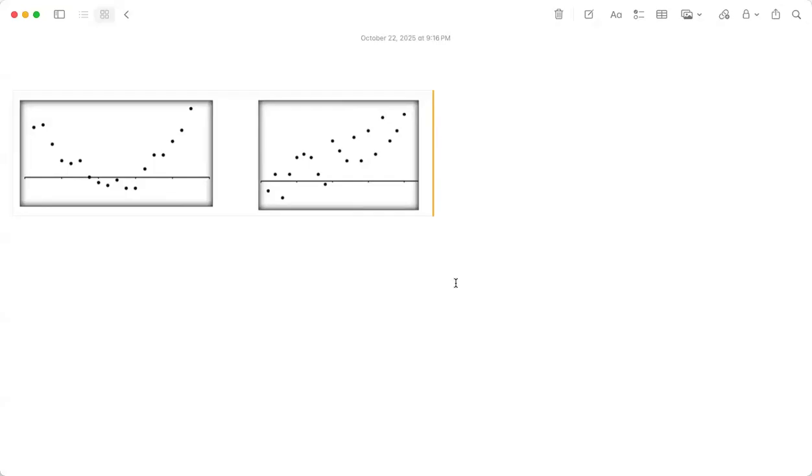Whereas in this case, when you look at it, they clearly form a pattern. The right side is forming a line, the left side is forming a parabola. These are really bad residual models. Make sense? Okay, so that you need to remember, that's all.